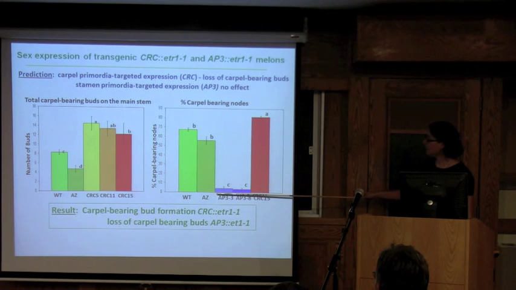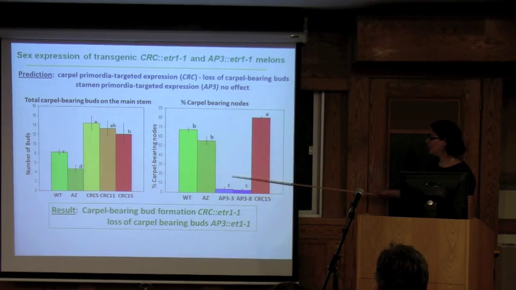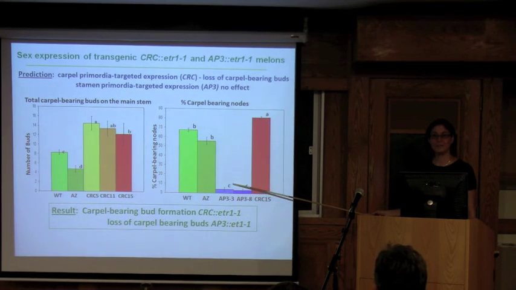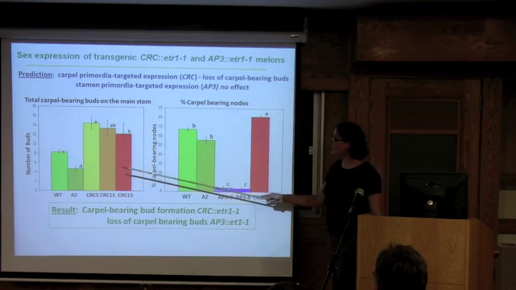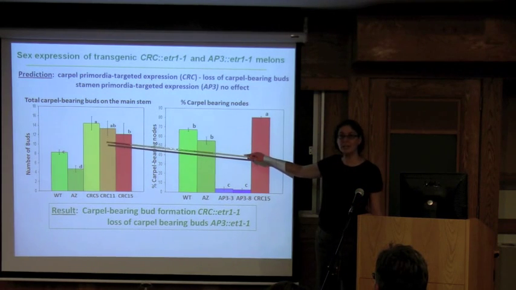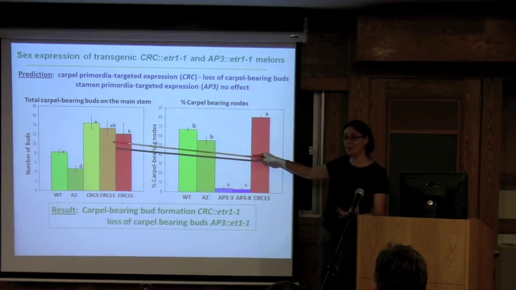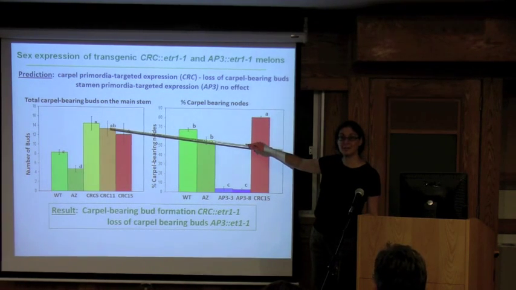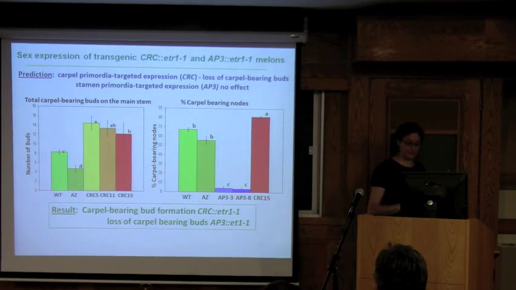If we inhibited perception in the stamen primordia, we essentially eliminated any production of carpel-bearing buds. But if we inhibited perception in the carpel primordia, not only did we fail to inhibit carpel-bearing bud formation, we actually saw somewhat of an increase. And I'll come back to that in a moment.